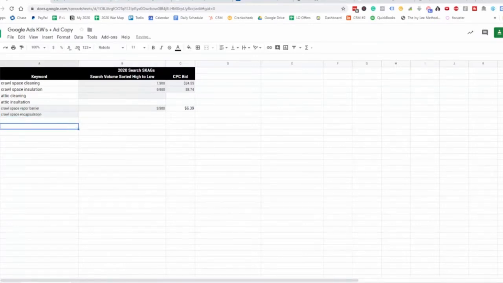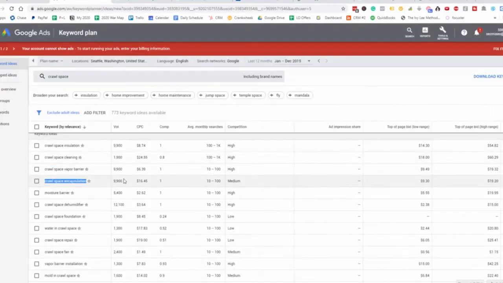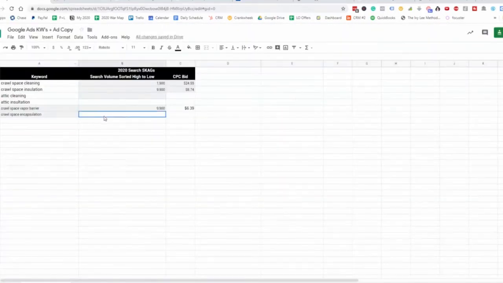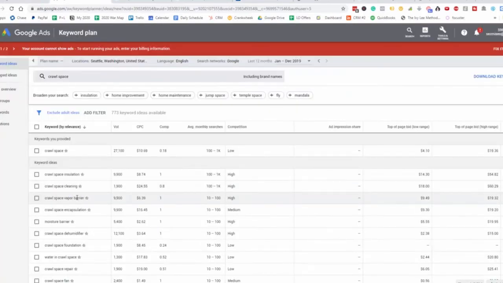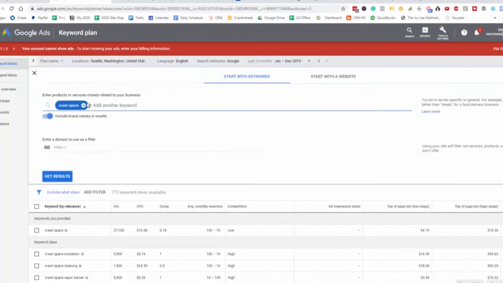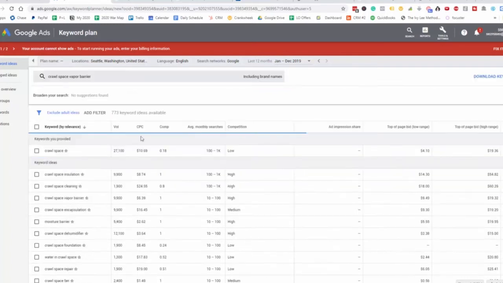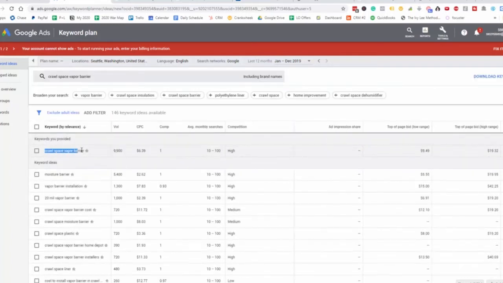So you get the idea, right? We're looking for the top level keywords that we can use for our keyword ad groups, okay? So that we can have a bunch of keywords under these ad groups. We can get the specific keywords, the broad match keywords, all that great stuff there. So let's go right here and let's type in crawl space vapor barrier. Let's see what other additional keywords will come up on this one. So we have the crawl space vapor barrier, and then now we're going to find all of the keywords that are going to be under that particular ad group.